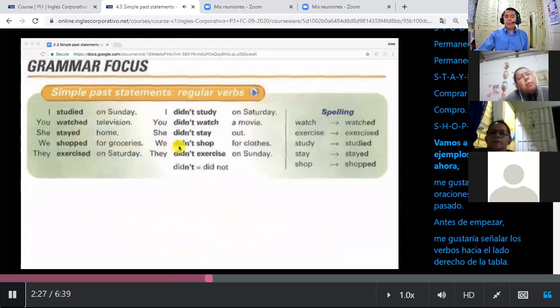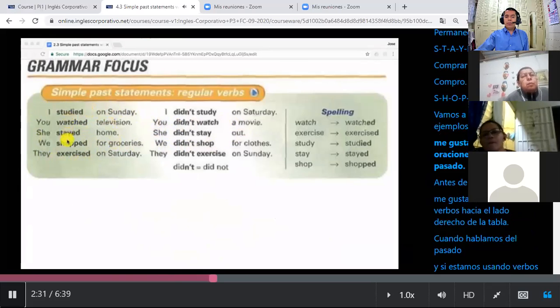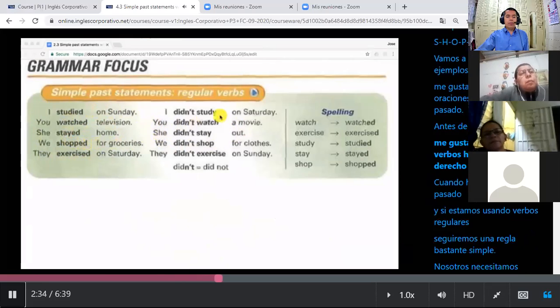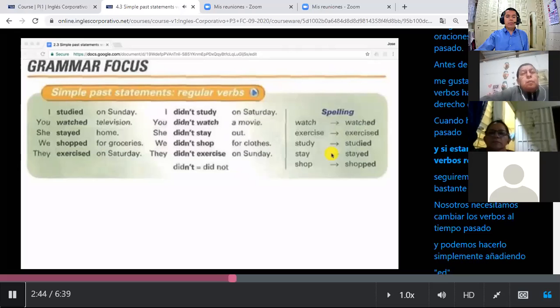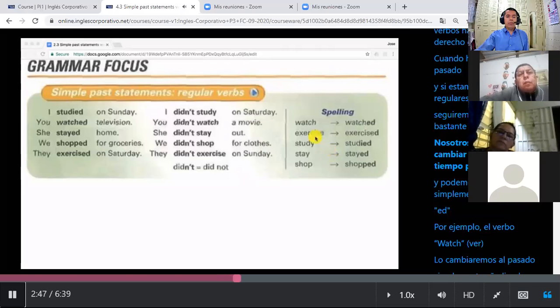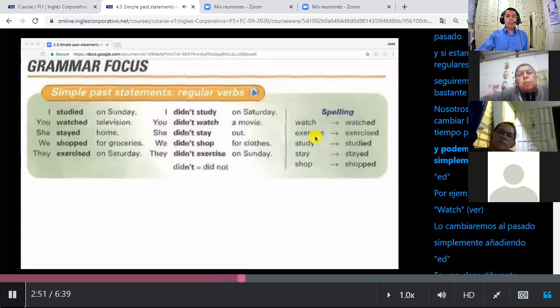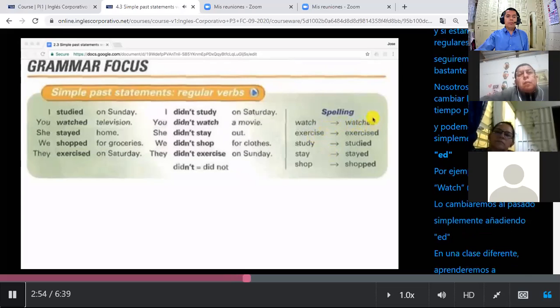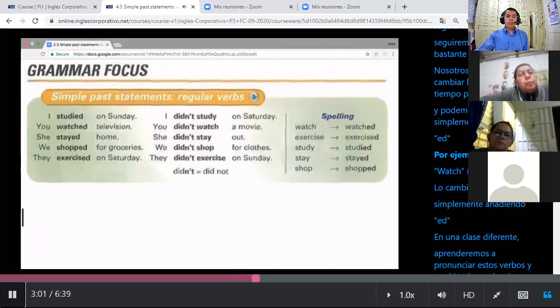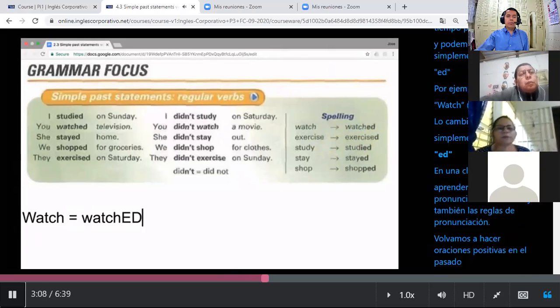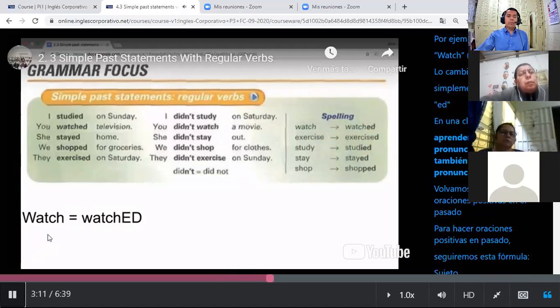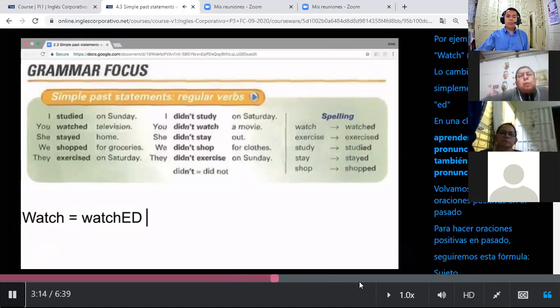Let's analyze the examples on the chart now. I would like to get started with positive statements. Before I start though, I would like to point out the verbs towards the right-hand side of the chart. When talking about the past, and if we're using regular verbs, we will follow a quite simple rule. We need to change the verbs to the past tense, and we can do this by simply adding ed. For example, the verb watch. We will change it to the past by simply adding ed. On a different class, we'll learn how to pronounce these verbs and also the spelling rules.